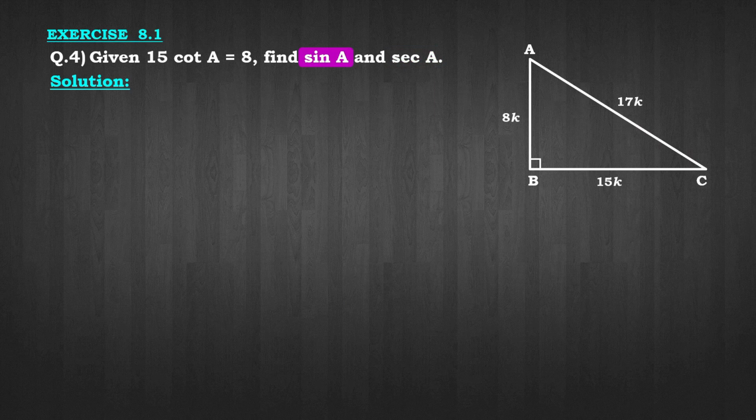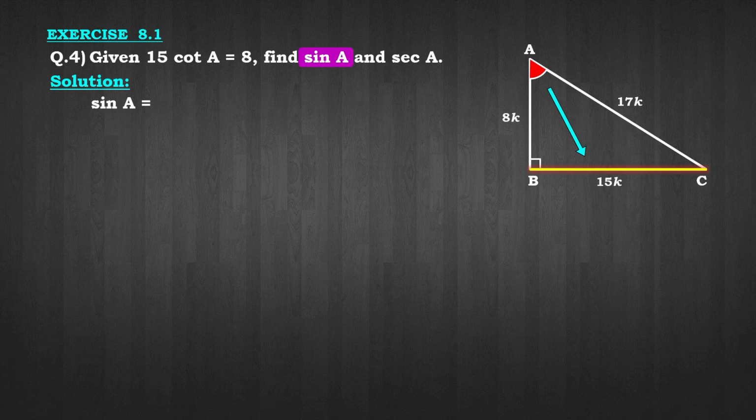Let us now find the values of sine A and secant A. From the previous steps, we already know the lengths of all the sides of the right-angled triangle. The triangle is right-angled at point B. The length of side AB is 8K. The length of side BC is 15K. The length of the hypotenuse AC is 17K.